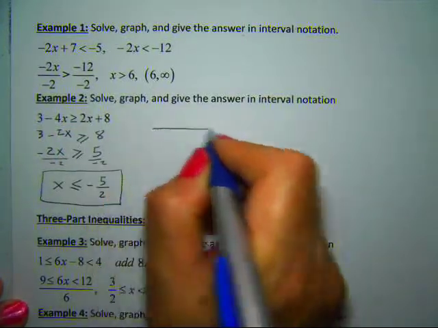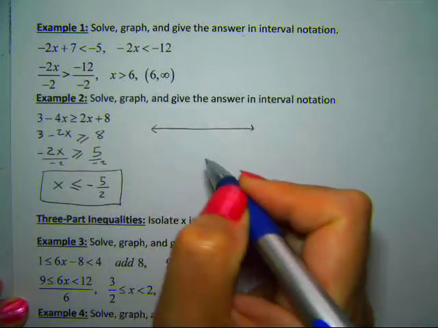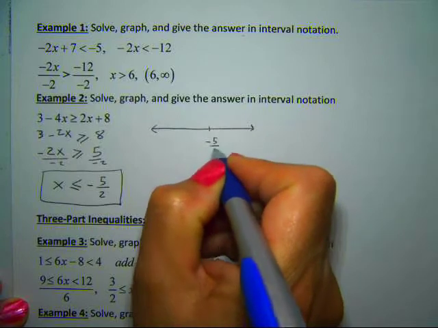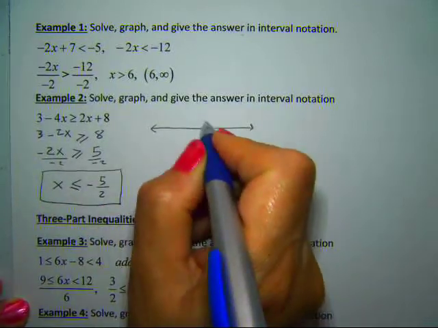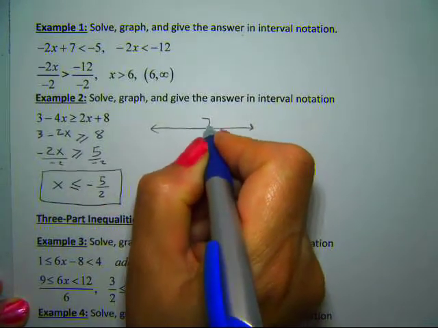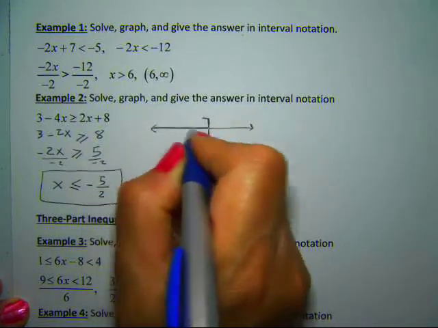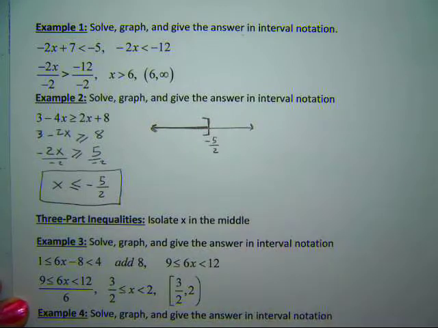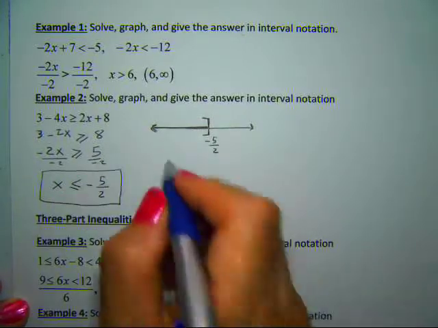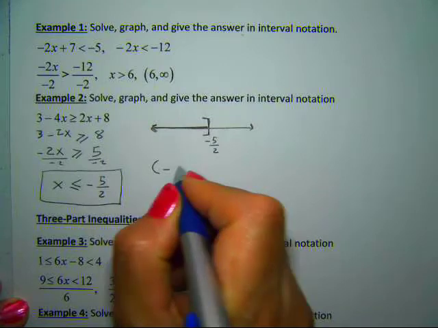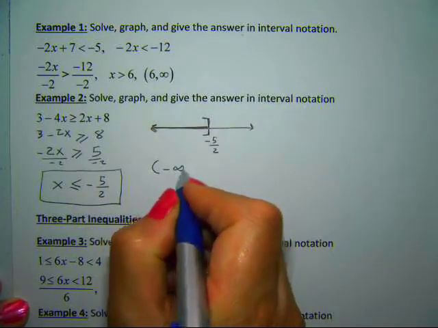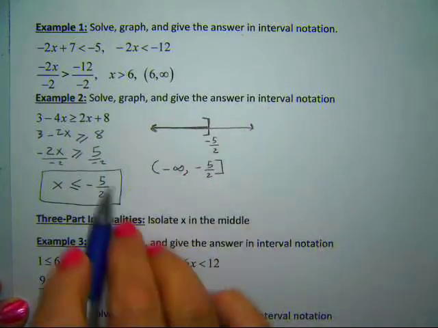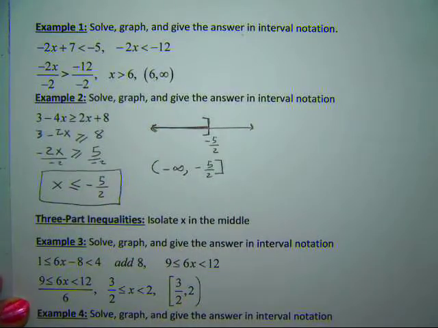Now the graphing. Find any place and call it negative 5/2. And x is less than or equal, so it is an equal sign, so it's a bracket, and you have to darken it. Whether you use colors or whatever you want, just darken it for me. And then the interval notation is from negative infinity to negative 5/2, closed. So every problem we're going to ask you to do all these three things.